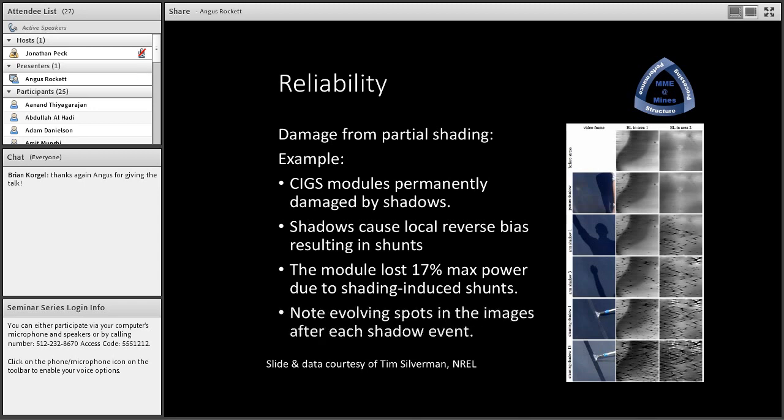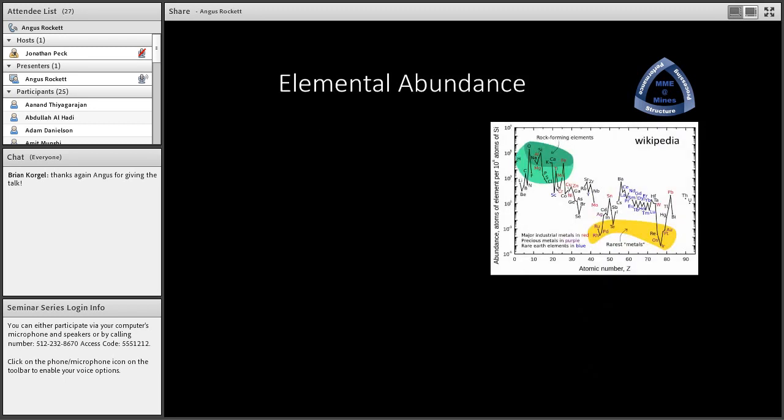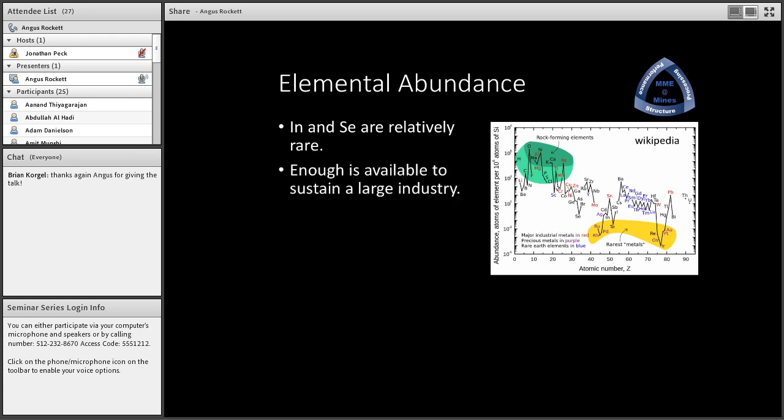But it can produce a lot of local defects. If you look on the plot on the right, you'll see that there are quite a number of local defect points that show up in electroluminescence. The module tested here lost about 17% in max power due to shading-induced shunting of the module. So you can see from top to bottom, the shunts are showing up as the little black dots throughout the material.